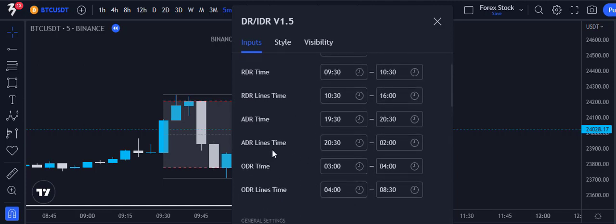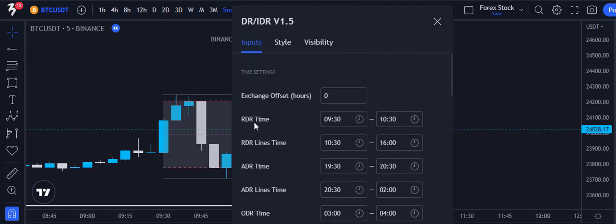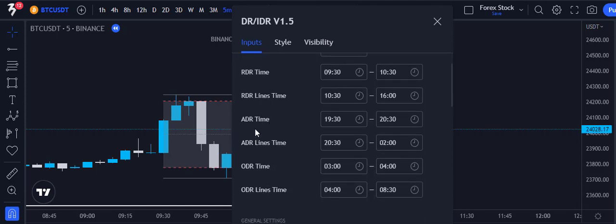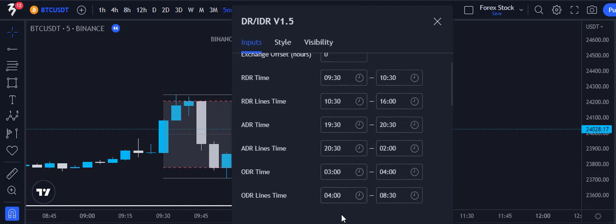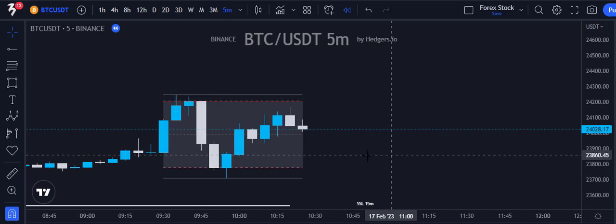Right now, it is important for you to know RDR, ADR and ODR. RDR is 9:30 to 10:30. That is your first DR level, and this is known as the New York session. That is the ADR timing, known as the Asia session. ODR is known as the London session. Don't try to play with these timings. It's just the default setting. It is okay.